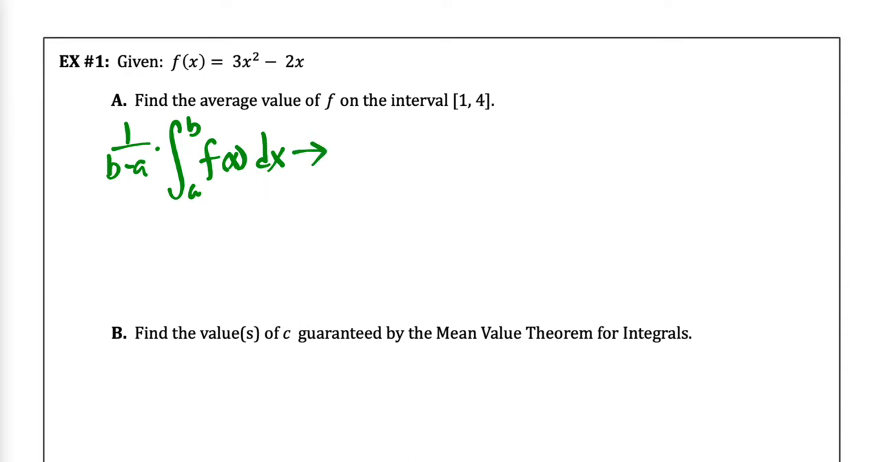So if we take that generic one and put in our actual info, what would we write? I can help you through the parts if you're stuck. Okay. Good. 1 over 4 minus 1, times the integral from 1 to 4, good, of 3x squared minus 2x. Perfect.